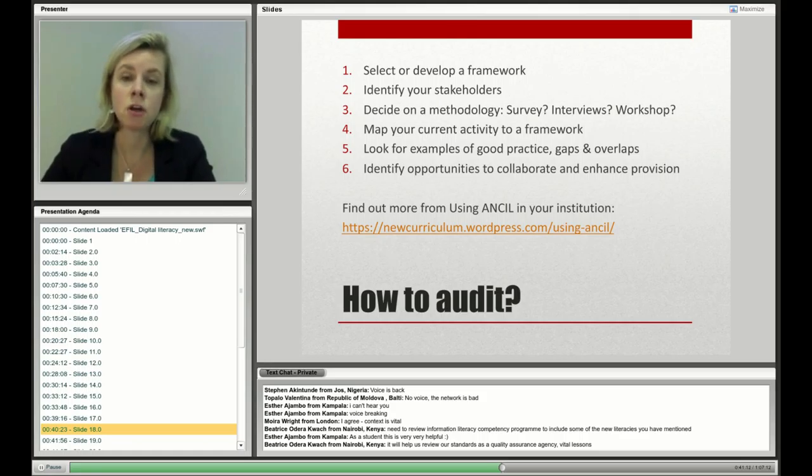We found interviews, while they were time consuming, did actually give us a much richer picture of work that was going on, and it helped to qualify when people misunderstood perhaps what we were talking about. What we then did was map the activity that was going on to a framework, and I'll show you that in a moment. And we looked to identify good practice, look at where there might be gaps and overlaps, and then really saw that as an opportunity to enhance provision. So we had a sort of baseline.